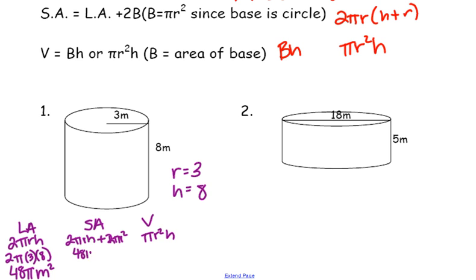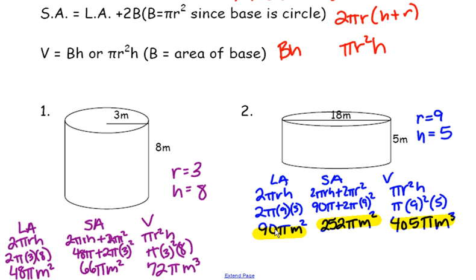So we take that 48 pi, and we add 2 times pi r squared, so 3 squared. So 3 squared is 9, times 2 is 18. So I had 18 plus 48, that's 66. So 66 pi meters squared. And then finally we have pi 3 squared times our height, which is 8. So I get 9 times 8, which is 72 pi meters cubed. Very straightforward. All right, I would like you to do the same thing for number 2 and come back and check your answers. Hit pause now.